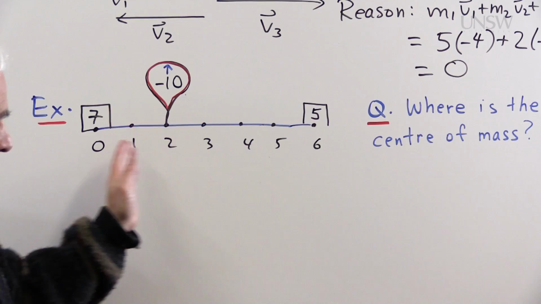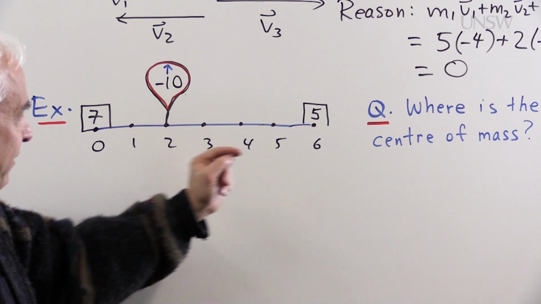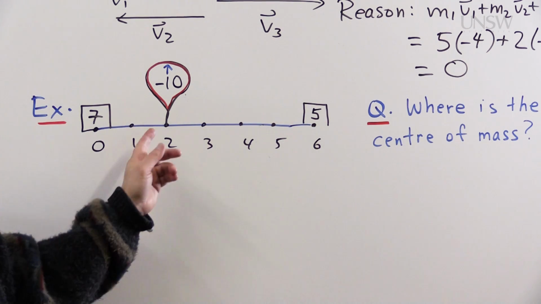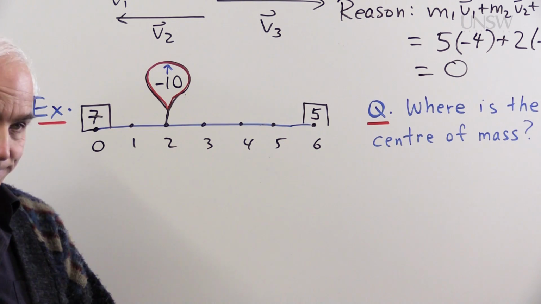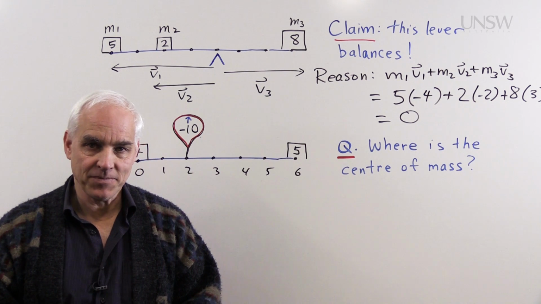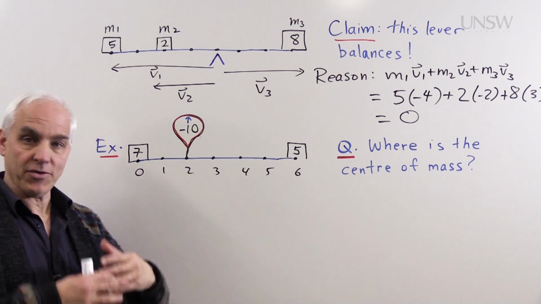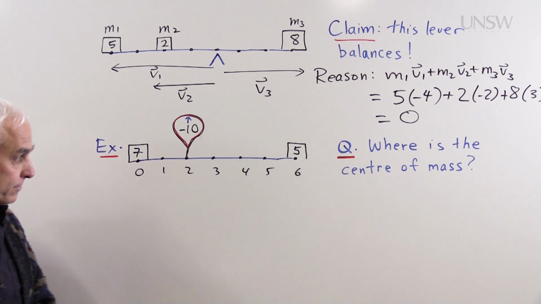We have a situation where we have 3 masses. 2 of them are regular ones, a mass of 7 here, a mass of 5 here. And here we have a negative mass or an upward force at the position 2. And we're interested in finding out where is the center of mass. Where can we put a fulcrum so that this somewhat fancy lever still balances?